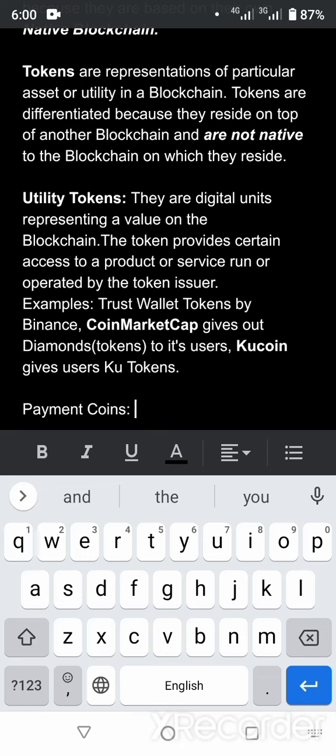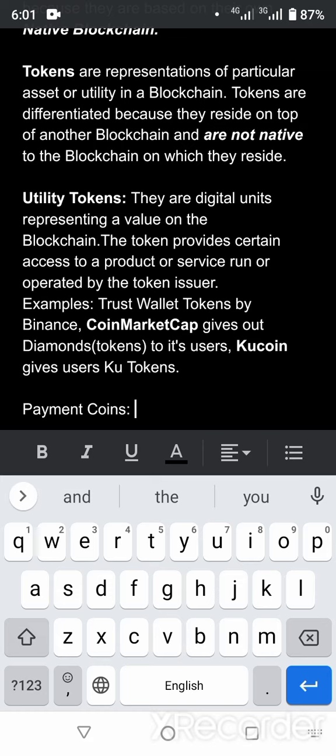Now, payment coins, from the word payment, are used for buying and selling goods and services on digital platforms without necessarily an intermediary. They are just like your fiat currency. Fiat means your raw cash in your hand. It might be your naira, your dollar, your pounds, any currency in any place you are watching this video from. That is what payment coins are.